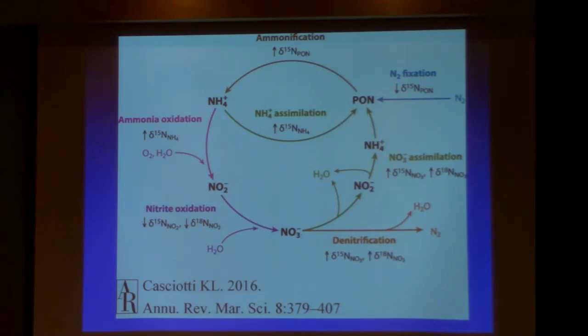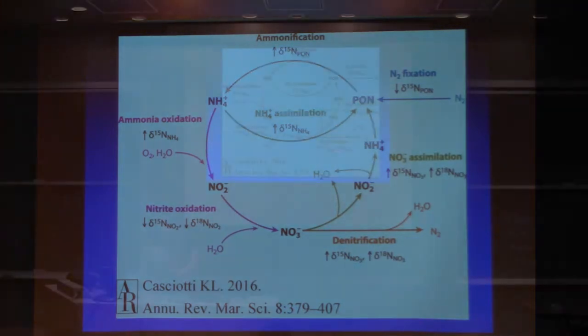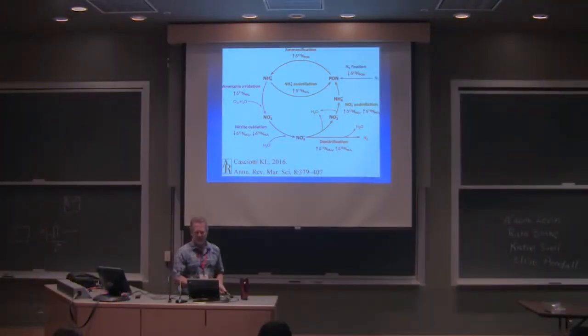That's that inverse kinetic isotope fractionation that results in a decrease in the isotopic composition of nitrite, both for nitrogen and oxygen. Denitrification results in a residual reaction in which nitrate and oxygen isotopic composition of nitrate increases. But you can see that here.